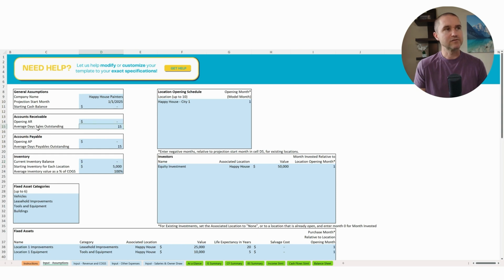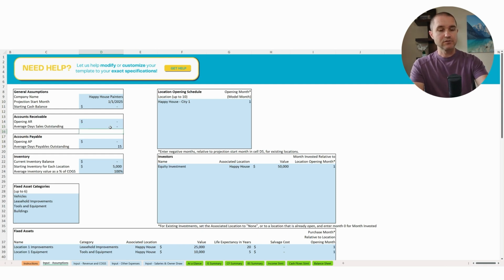On the accounts receivable section here, this average days sales outstanding, this is how many days it takes after you provide the service to get paid. And so this is probably going to depend on whether you're focused on residential or commercial. If you are residential, you're probably going to get paid right away or up front when you provide the service. So if that was the case, you could just put 0 here, because you're going to get paid on the same day.